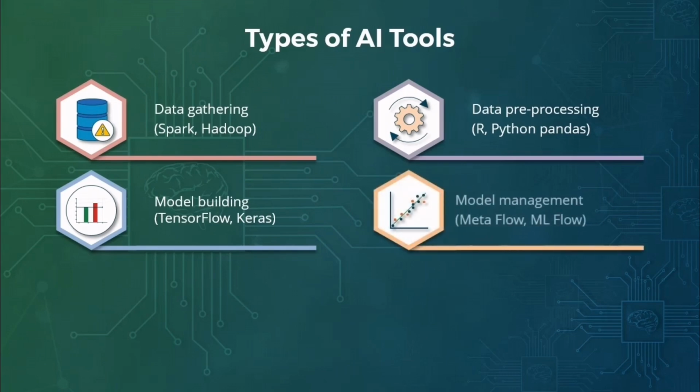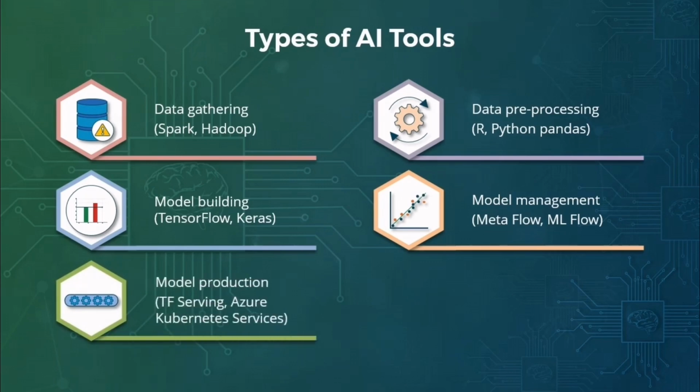Once the model is built, we also need to manage how the model is performing in production to check if the data is being correctly interpreted or not, and if there are any issues, we might need to perform retraining of the model. For this, we use two tools, Metaflow and MLflow. The deployment of machine learning model is very different from the usual software deployment lifecycle. For this, we need to use AI-specific tools like TF Serving, Kubernetes services, which are similar to Docker and Azure.